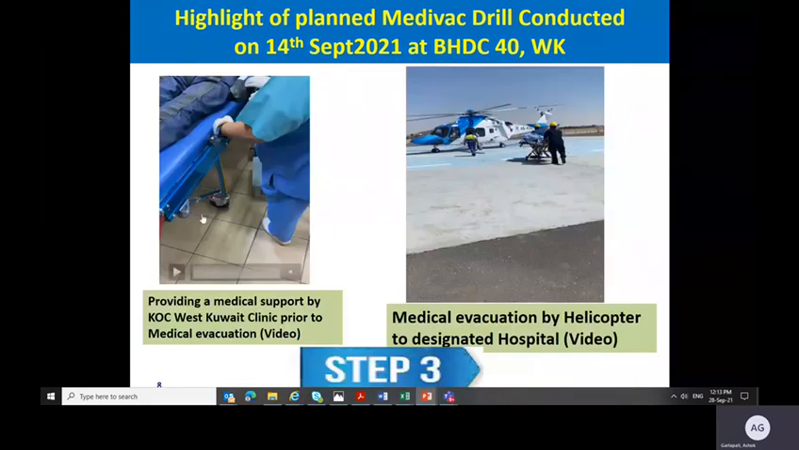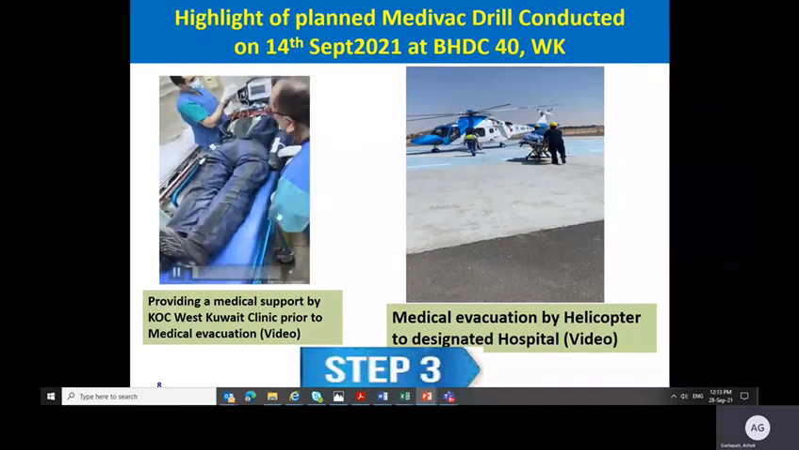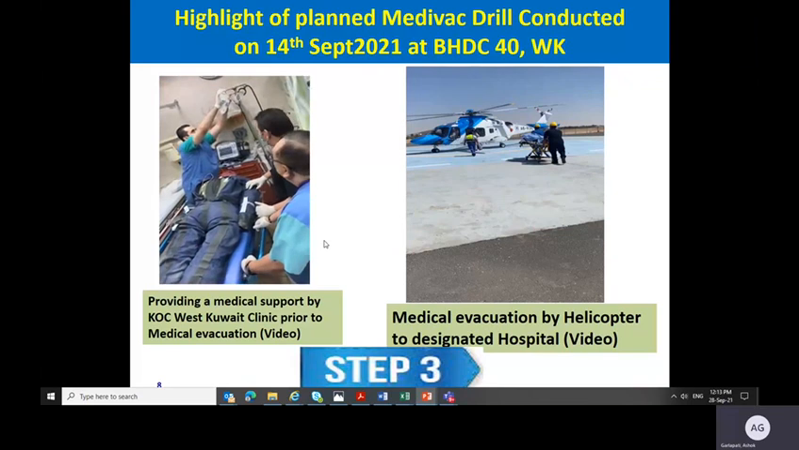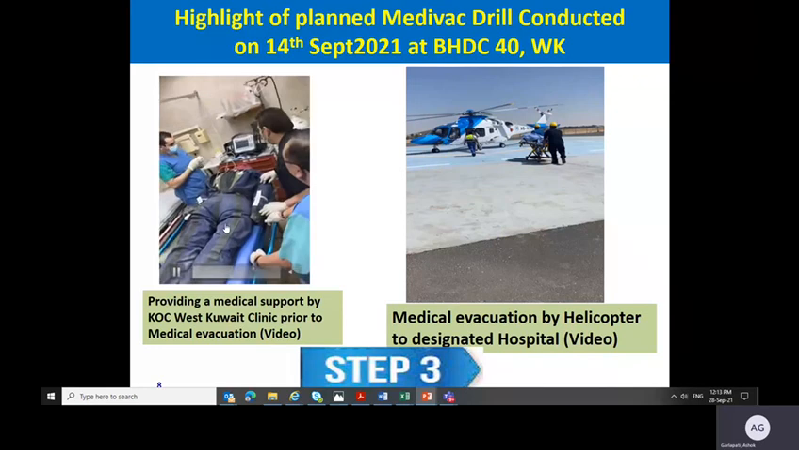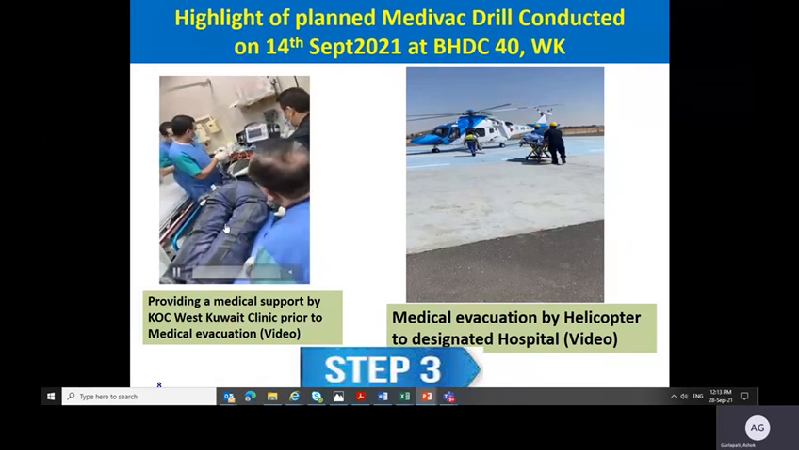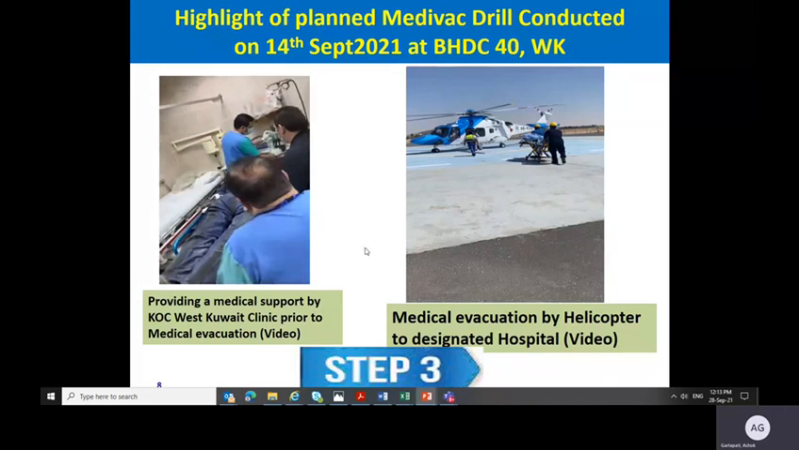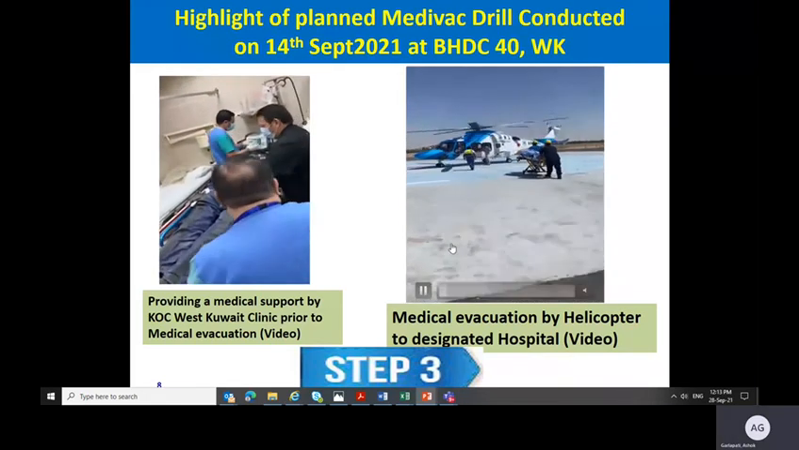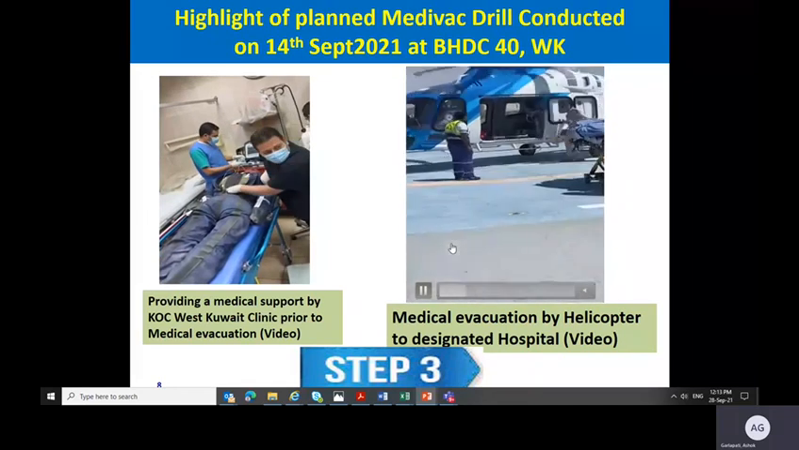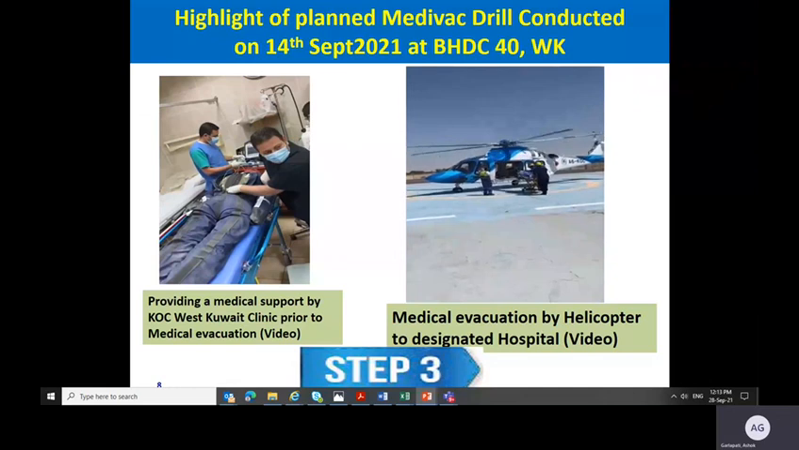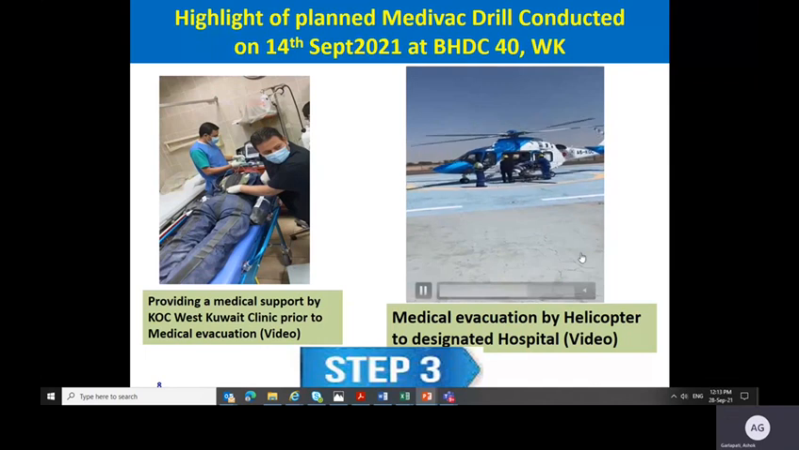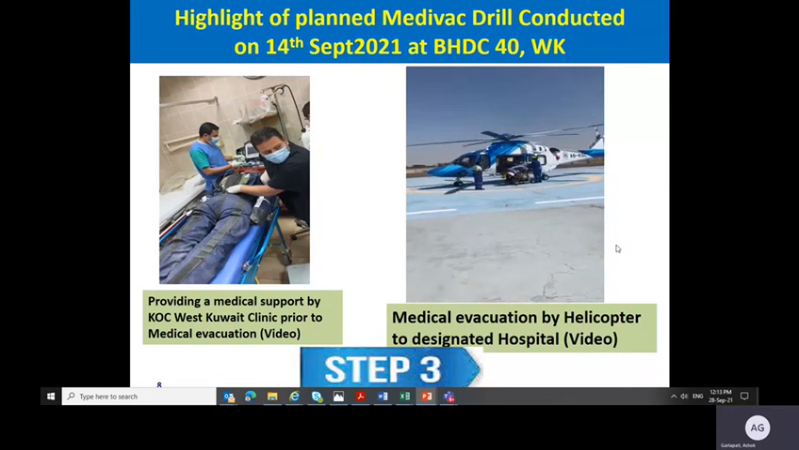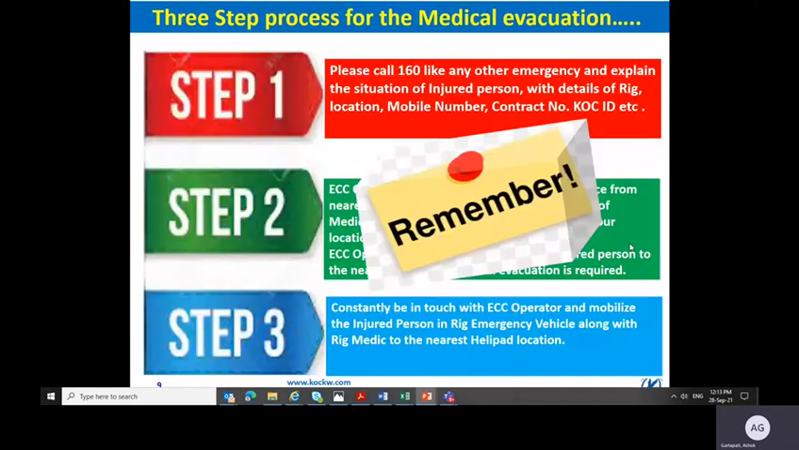As soon as you shift to the nearest helipad location, in the case of BHDC 40, they shifted to the West Kuwait clinic. Prior to the medical evacuation, the paramedics at the clinic will stabilize the injured person before they evacuate through the helicopter. Then the helicopter will evacuate the injured person to the designated hospital. Very important, to the designated hospital. So good coordination is required between the rig emergency vehicle, the clinics, and the helicopter operators. This is what we wanted to highlight today.